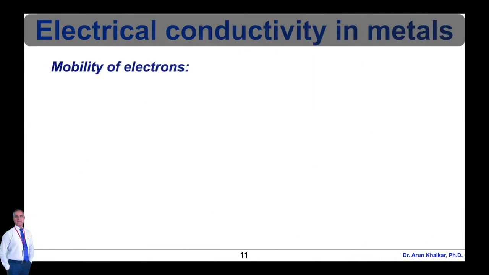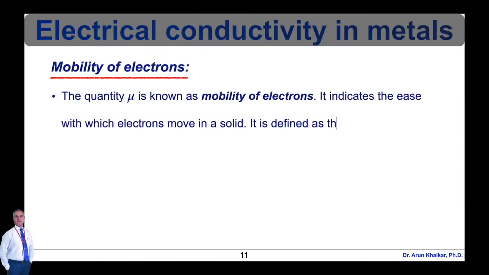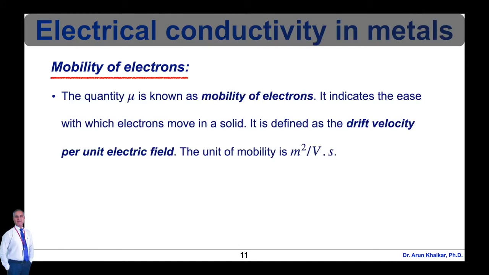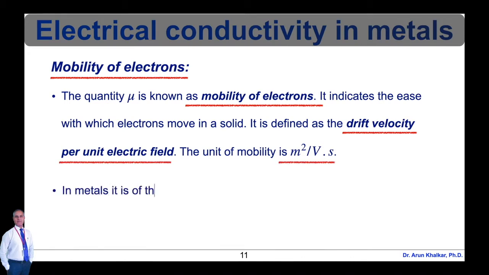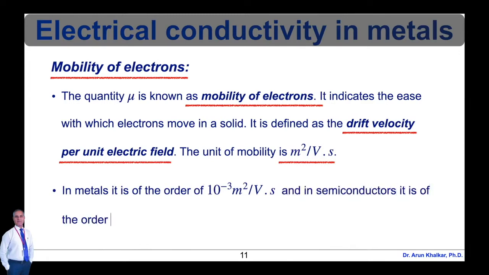Now let's see the definition of the mobility of electrons. The quantity mu is known as the mobility of electrons. It indicates the ease with which electrons move in a solid. It is defined as the drift velocity per unit electric field. The unit of mobility is meter square per V into s. In metals, it is of the order of 10 raised to minus 3 meter square per Vs, and in semiconductors, it is of the order of 10 raised to minus 1 meter square per Vs.